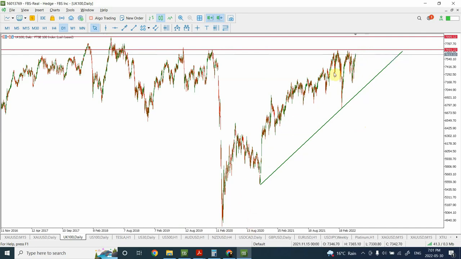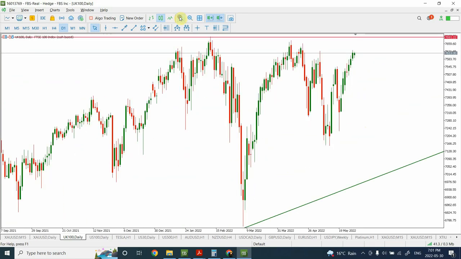I need to spend some more time. But once again, this is what I'm seeing on a smaller time frame. I'm expecting that in a day or two, we'll start seeing prices make a U-turn.